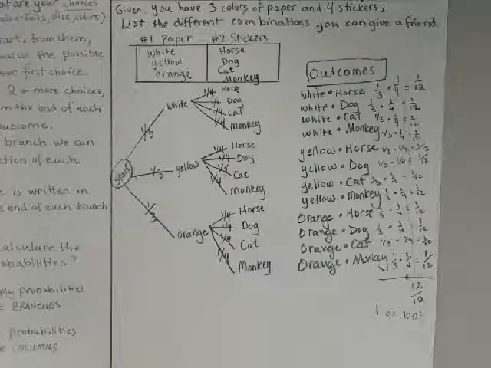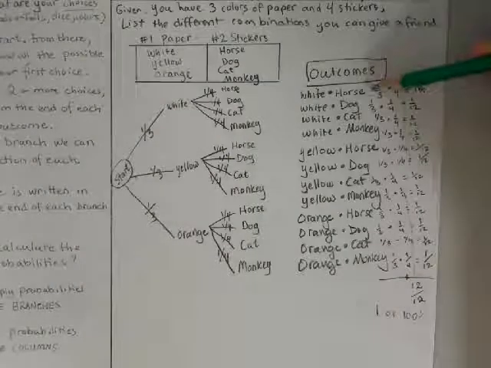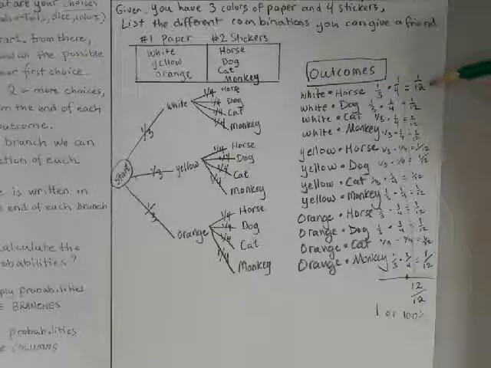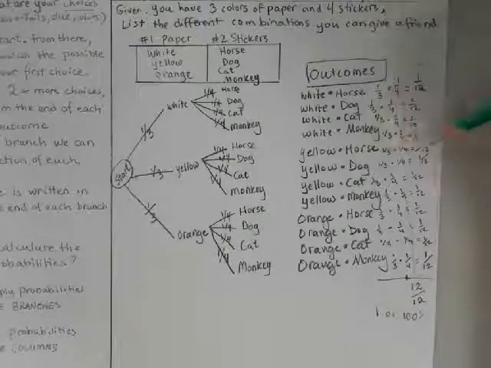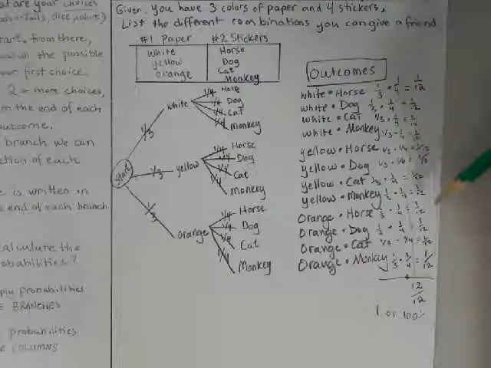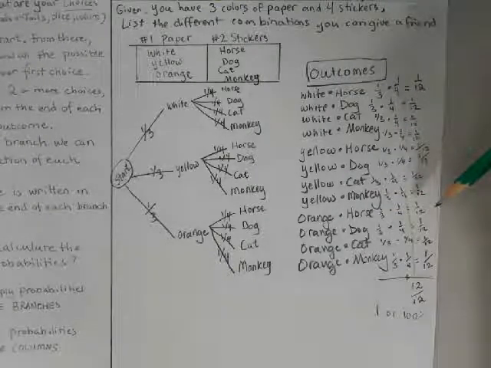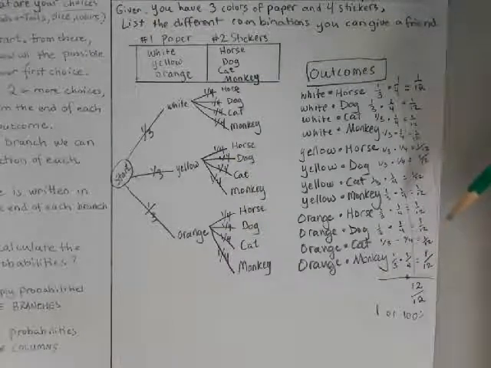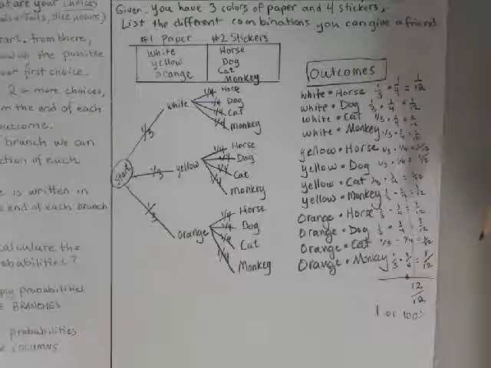Okay. Well, to find that, you go and find all the ones that have a horse sticker, such as this one, and you find its probability, which is 1/12. You find this other one, which is also 1/12, and you find this last one over here, which is 1/12. And when you add all 3 of them up, you get 3/12. So you have a 3 in 12 chance of getting a horse sticker, which is pretty good odds.